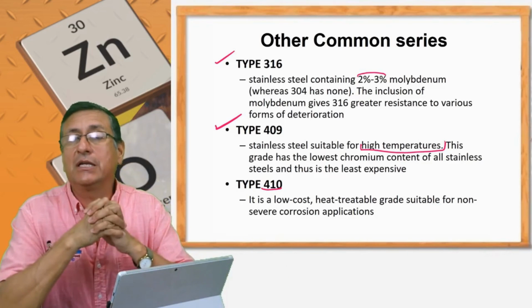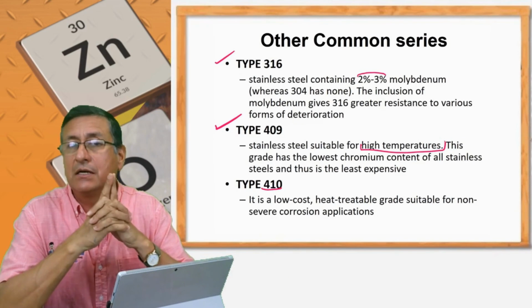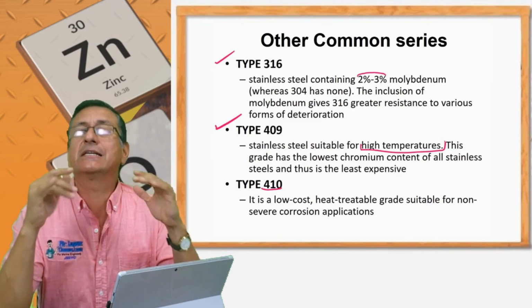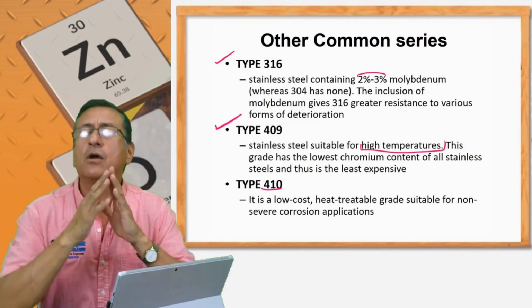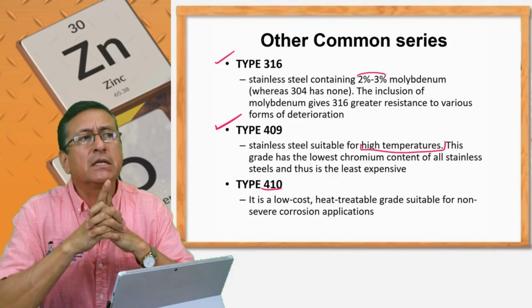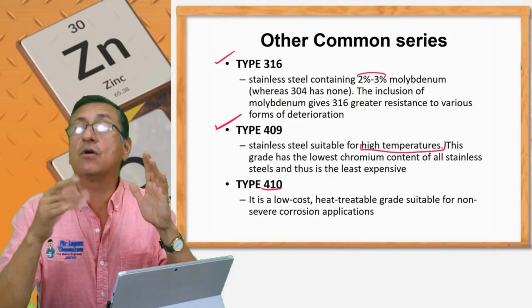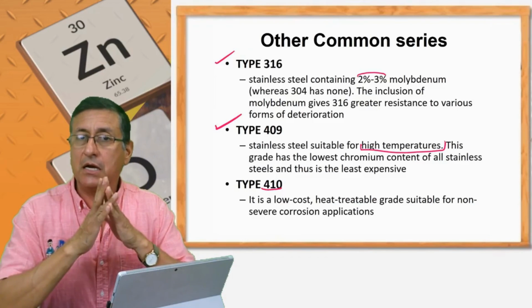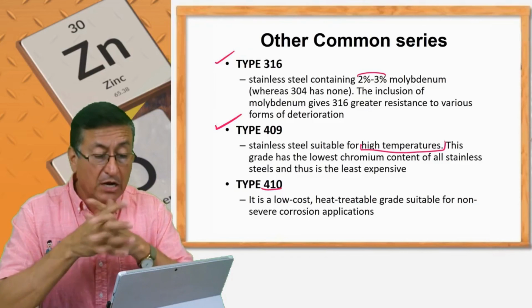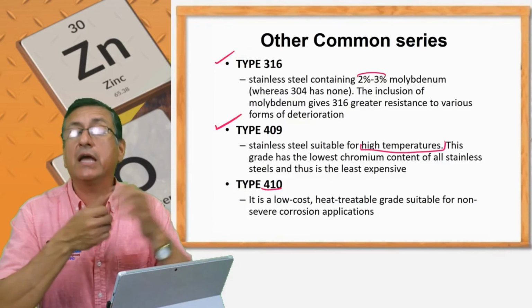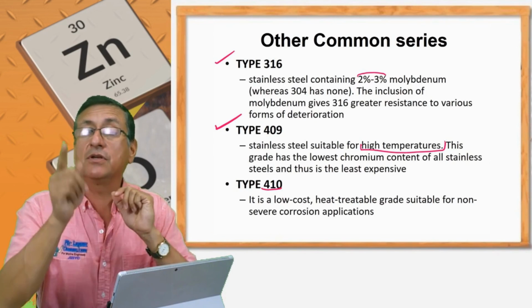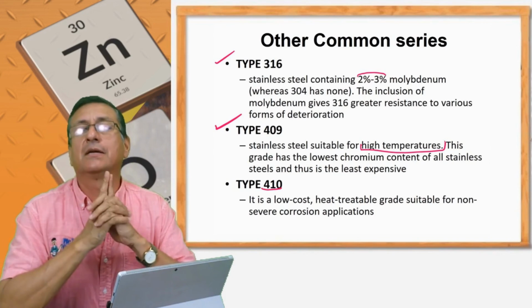I hope you enjoyed this explanation about the series. We are going to use in the future the series 300, and when we refer to the series 300, normally we refer to 304 and 316. And when you refer to the series 400, they are the 409 and the 410. Remember, the series 400 are magnetic. Thank you.